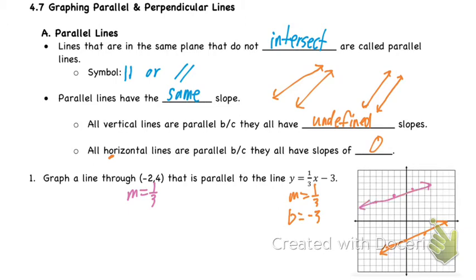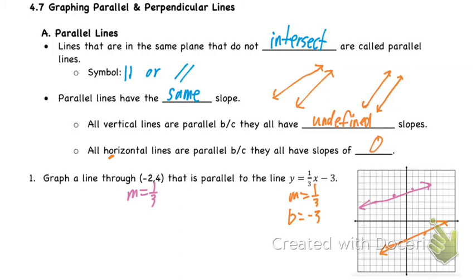Now we have a line that's parallel to our orange line, the y equals 1/3 x minus 3. But now it goes through negative 2 comma 4. See what we did there? You just switch it. You literally just do the same thing.